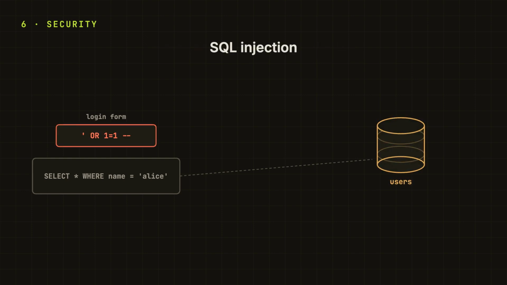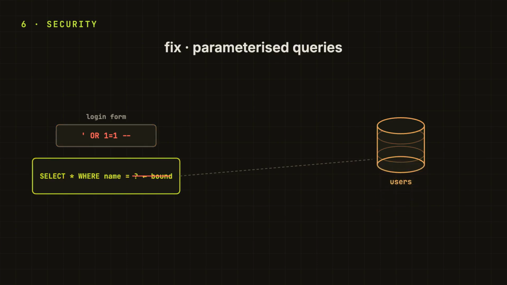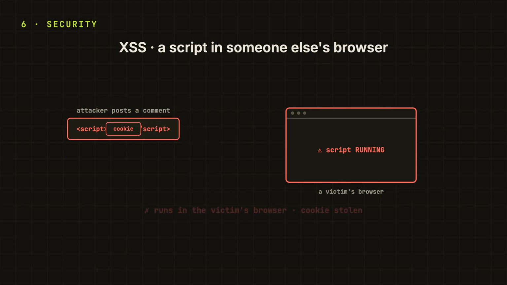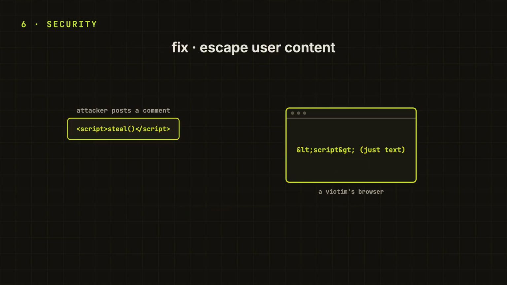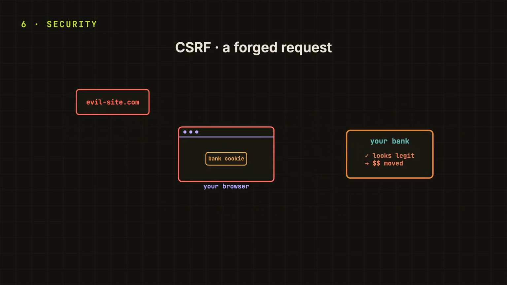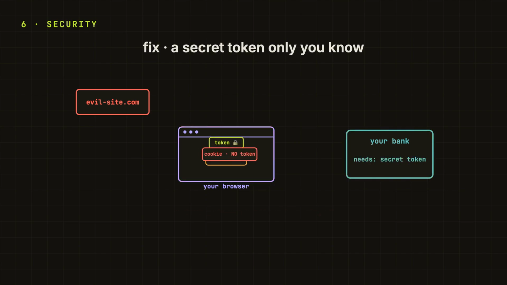SQL injection. An attacker sneaks malicious commands into an input field to trick your database. The fix is to never build queries by pasting user input, but to use parameterized queries. XSS, cross-site scripting. An attacker injects malicious scripts that run in other users' browsers. The fix is to carefully escape any user content before showing it. And CSRF, cross-site request forgery. A malicious site tricks a logged-in user's browser into making a request they did not intend. The fix is a secret token that only your real site knows. Name the attack, name the fix.